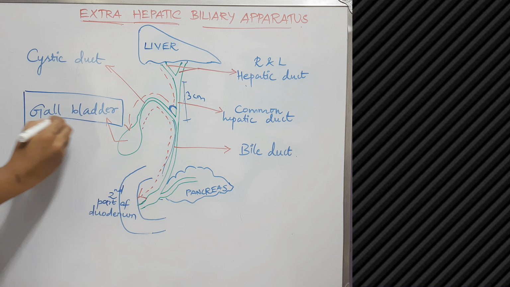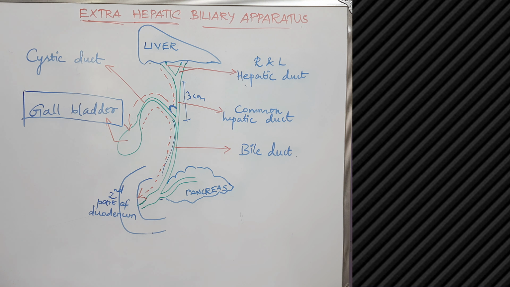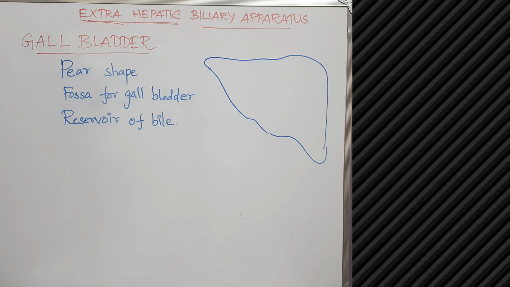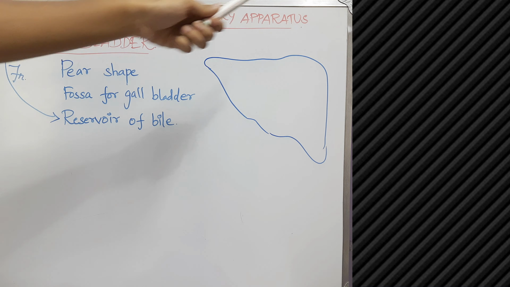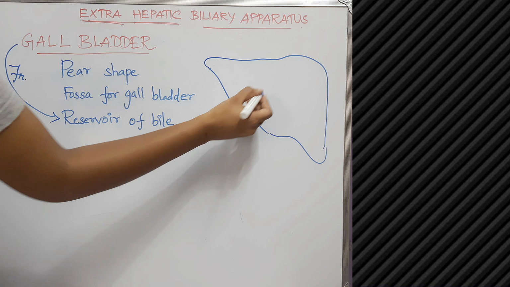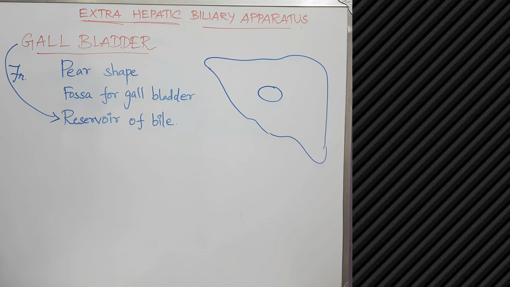Let's discuss about the important part of the extrahepatic biliary apparatus, that is gallbladder. The gallbladder is a pear-shaped organ and it is present in the fossa of gallbladder, that is in the inferior surface of the liver, and the important function of the gallbladder is the reservoir of bile, that is it helps in the storage of bile. This is the inferior surface of the liver and this is porta hepatis.